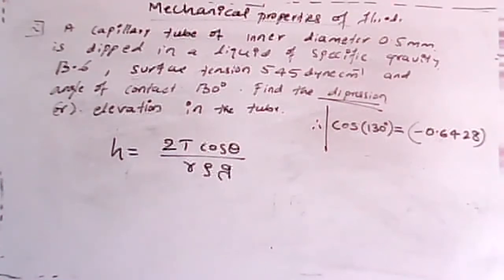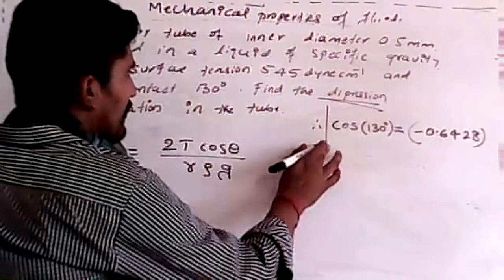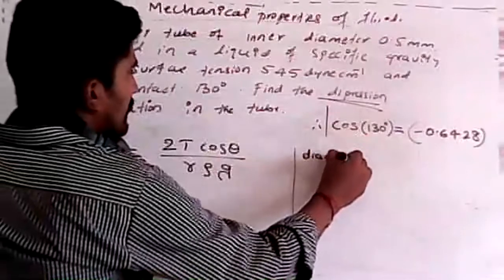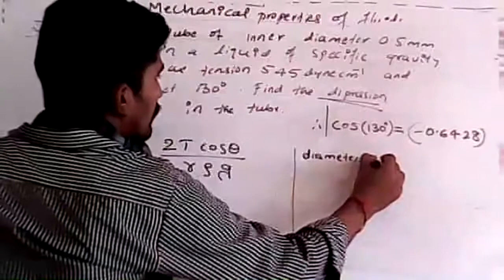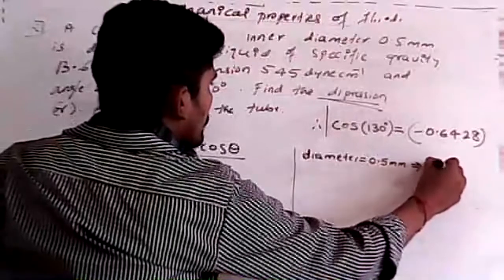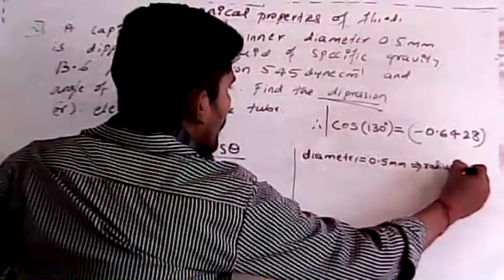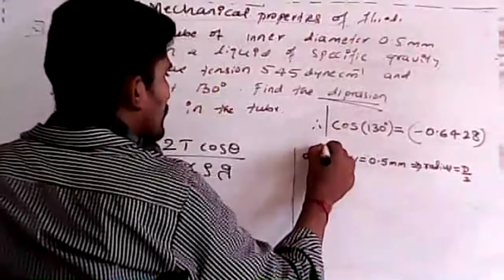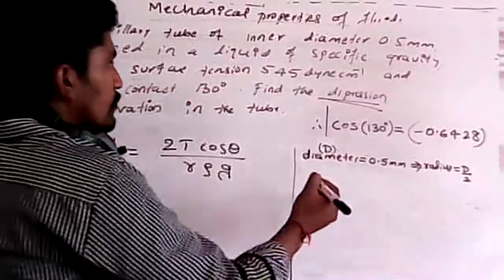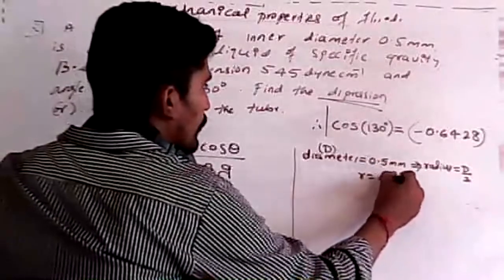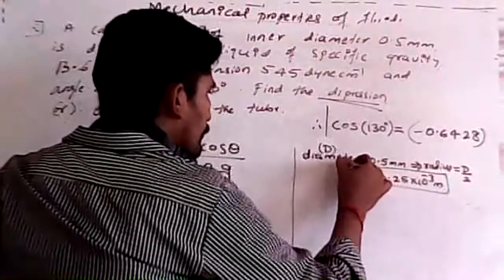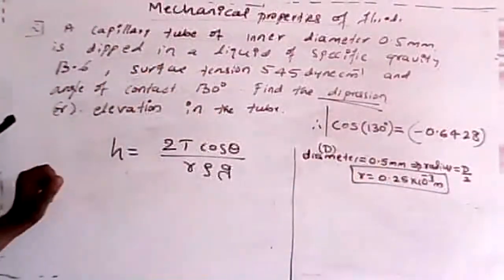Here what they have given: diameter is given here. Other than this value, diameter is given. What is that? Diameter is 0.5 millimeter. So radius, how can I write? Radius is nothing but d by 2, diameter by 2. So half of this means radius can be written as 0.25 millimeter. So this is our r value. Okay, then r value we know.